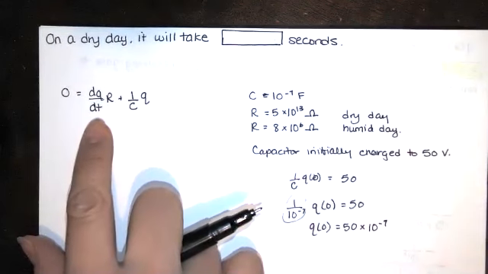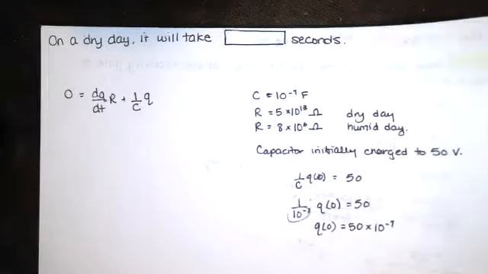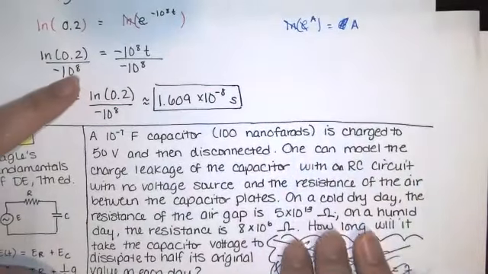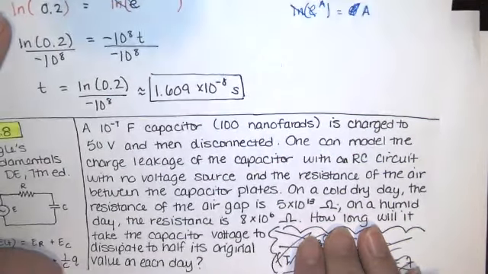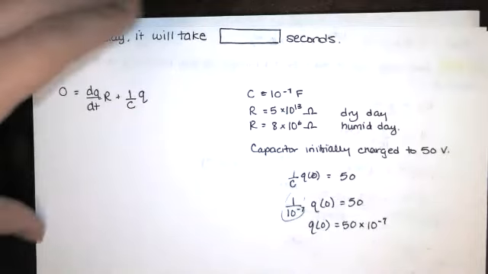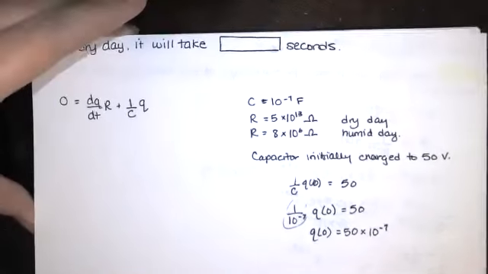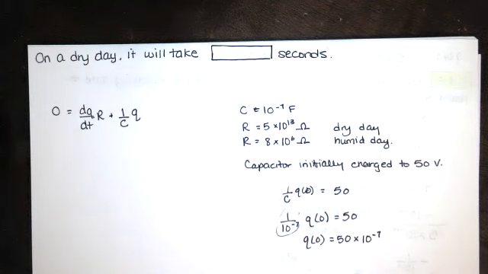So if we have this differential equation, it's actually pretty easy to solve. And we can solve it for the charge on the capacitor as a function of time. And then once we know the charge on the capacitor as a function of time, we can use that to answer these questions. How long will it take the capacitor voltage to dissipate to half its original value on each day? This will be half that value when the voltage drop across the capacitor is 25 volts instead of 50 volts.